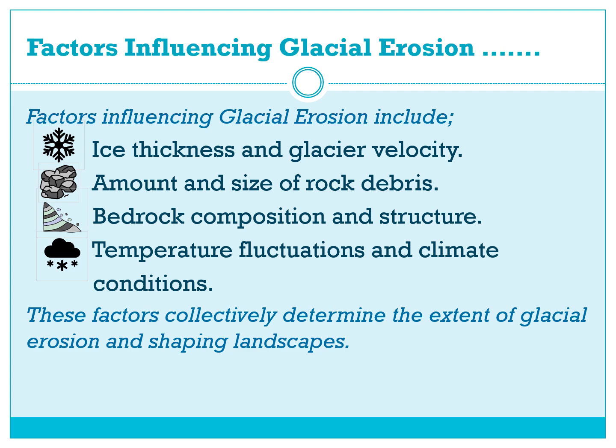Factors influencing glacial erosion. Factors influencing erosion include ice thickness and glacier velocity, amount and size of rock debris, bedrock composition and structure, temperature fluctuation, and climatic conditions. These factors collectively determine the extent of glacial erosion and the shaping of landscapes.